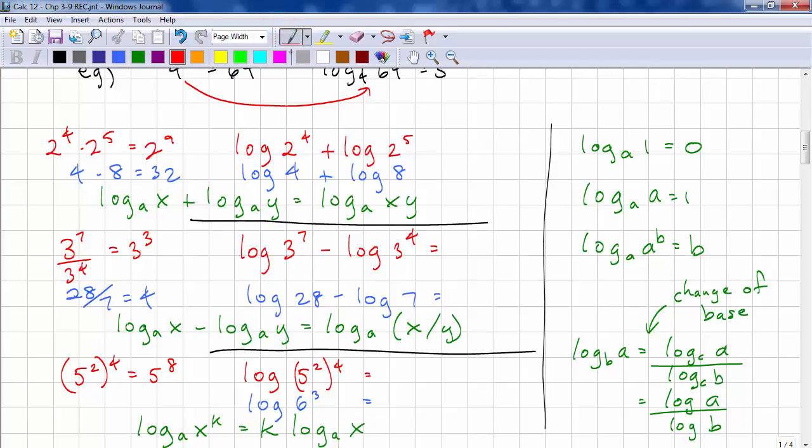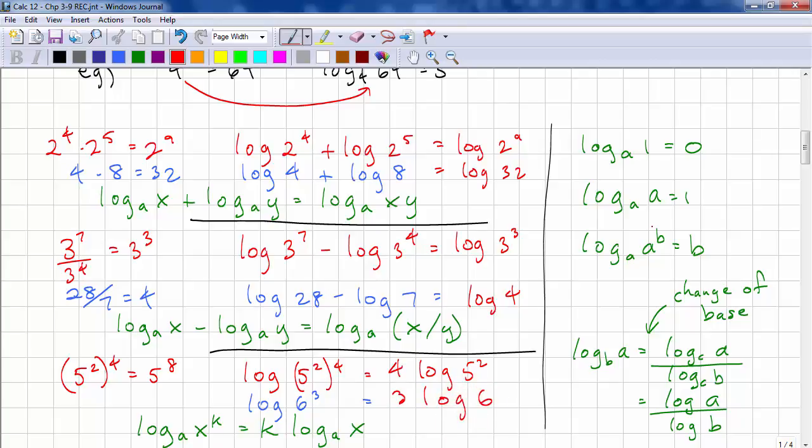And let's just quickly fill in these values. This equals log 2 to the power of 9. This equals log 32. We're just multiplying. Here we have log 3 to the power of 3. Here we have log 4. And we have 4 log 5 to the power of 2. And we have 3 log 6.